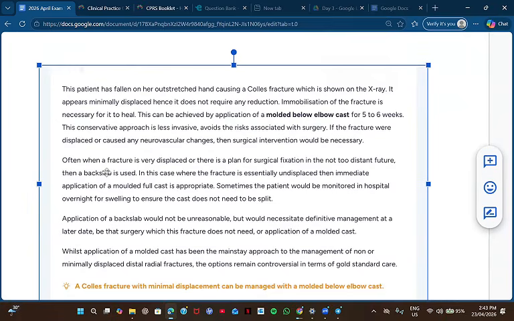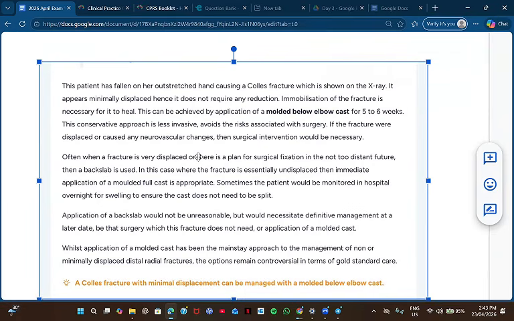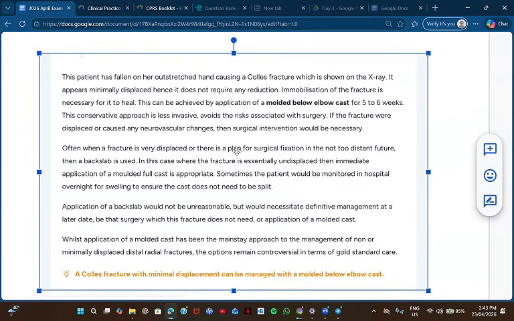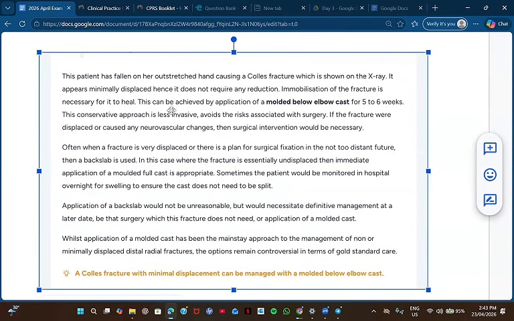This conservative approach is less invasive to avoid the risks associated with surgery. If the fracture were displaced or caused any neurovascular changes, then surgical intervention would be necessary. So remember about the treatment, right? If undisplaced, usually the below elbow cast is enough for 6 weeks. If there is neurovascular compromise and the fracture is displaced, we need the surgical referral, right?